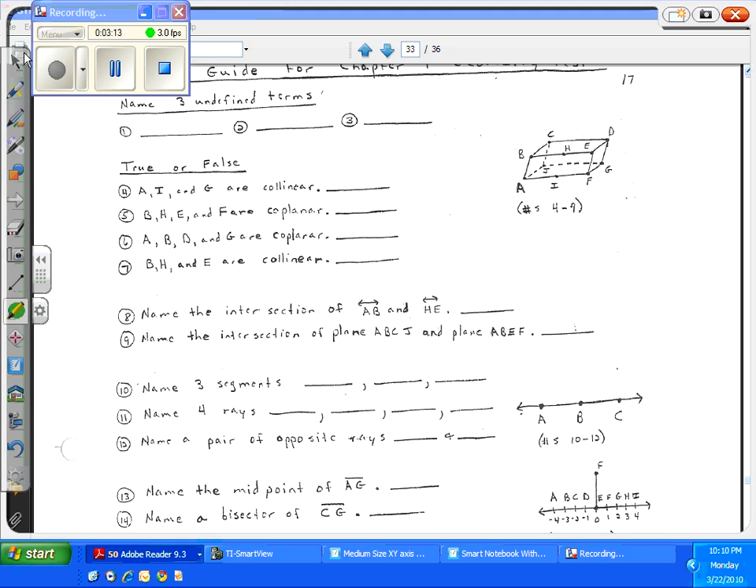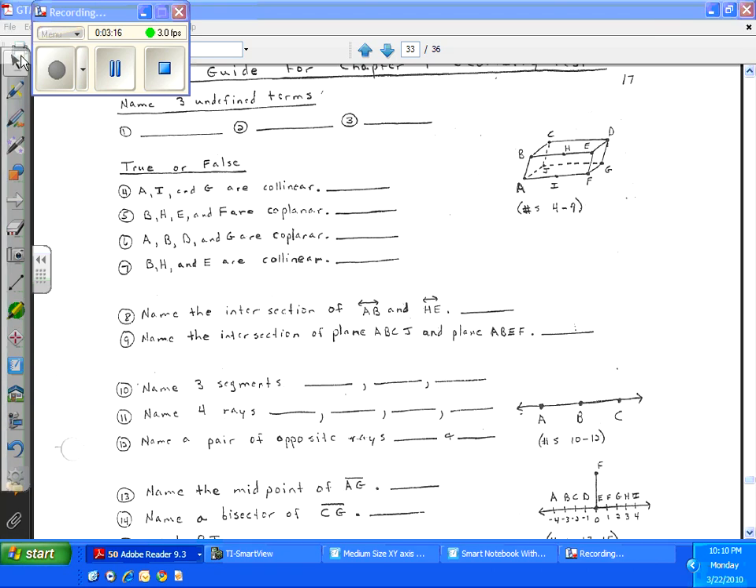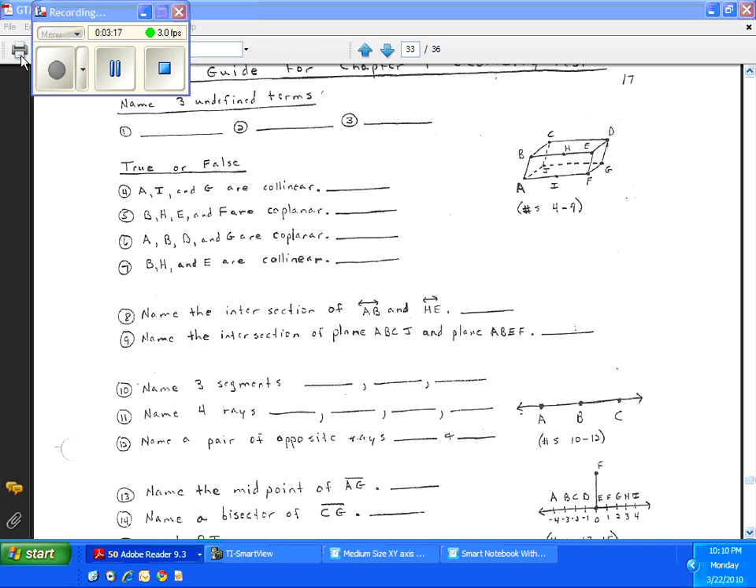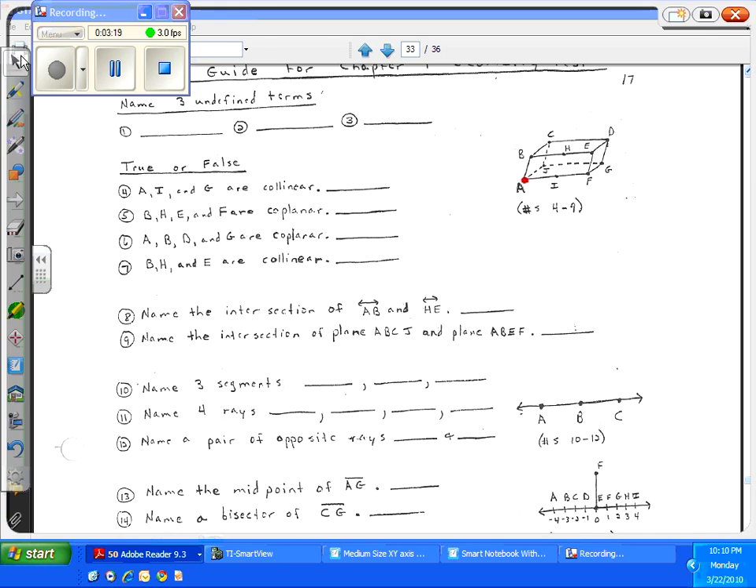The way I do that is I hit the highlighter and then the pointer button, and then it all works again. So we had points A, I, N, G. There's point A, there's point I, there's point G. Can we draw a line that hits all three? The answer is no. So those are not collinear, so that is a false statement.